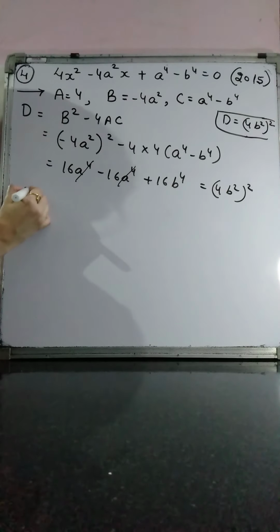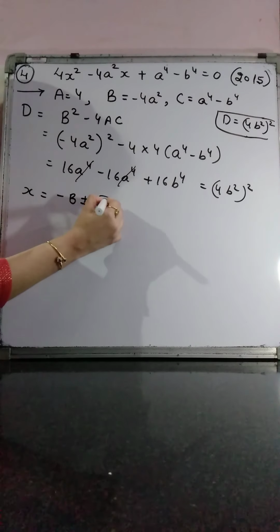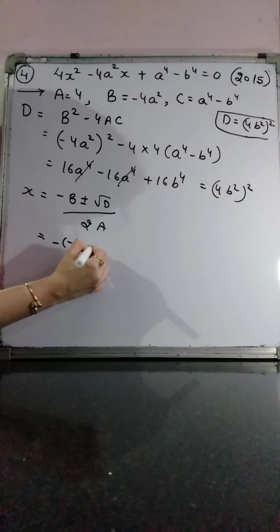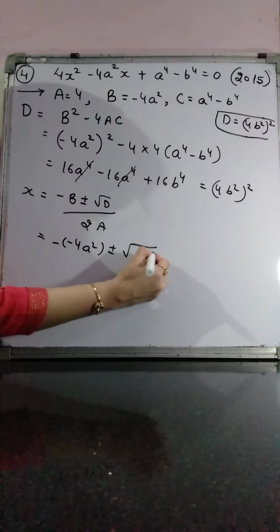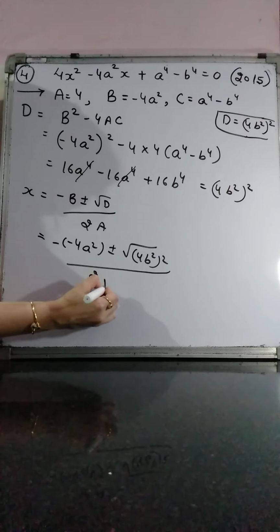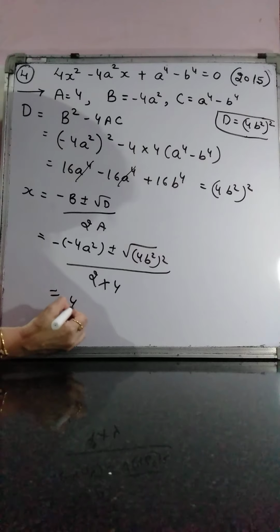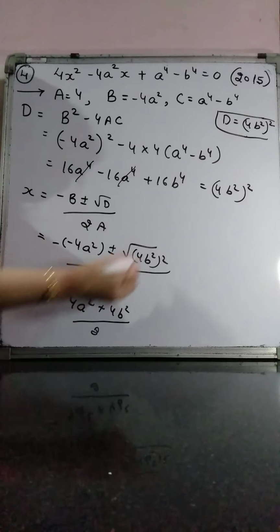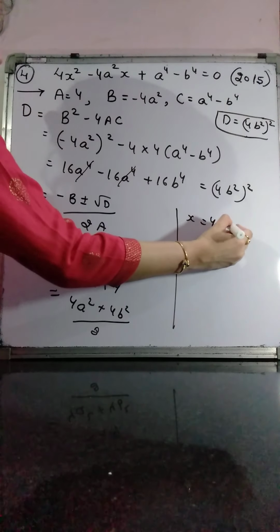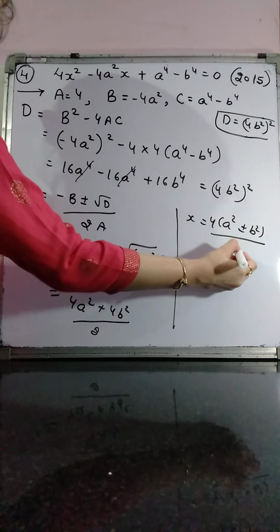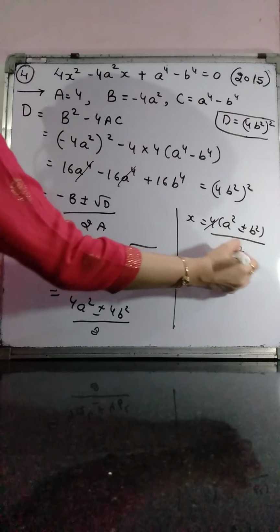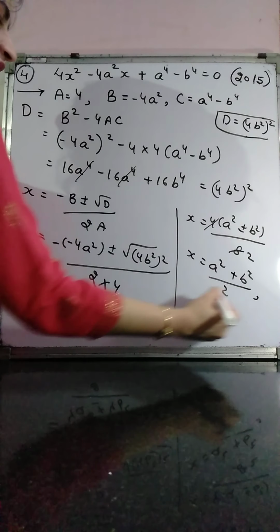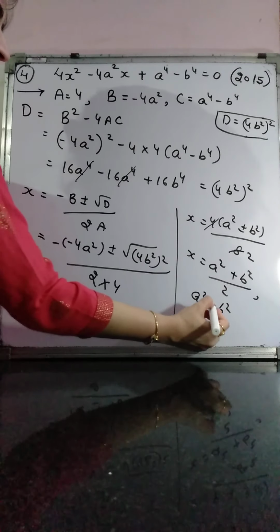Same values. Now substitute the values in the quadratic formula. The value of b is minus 4a square plus minus, and minus converted to plus. Under root and square cancel out each other. Take 4 common. Once take plus and then minus. These are the answers.